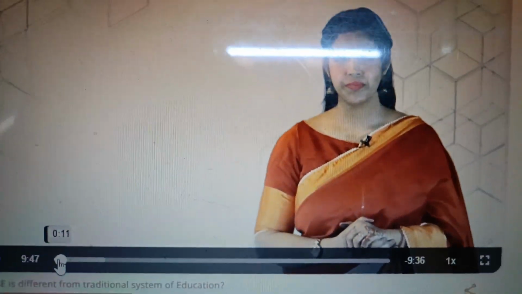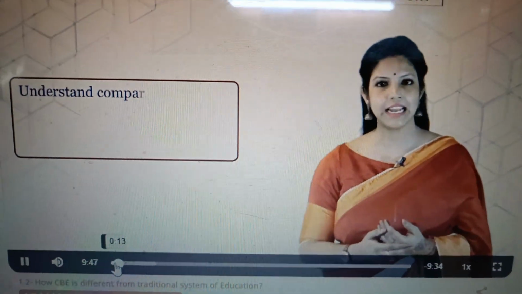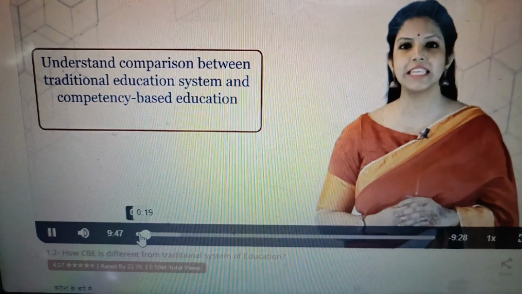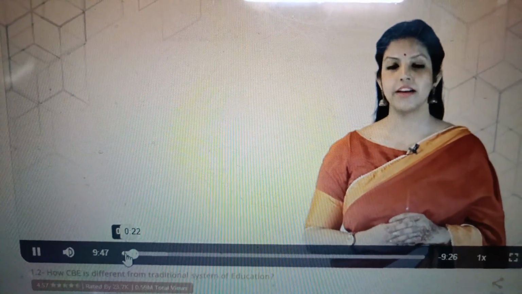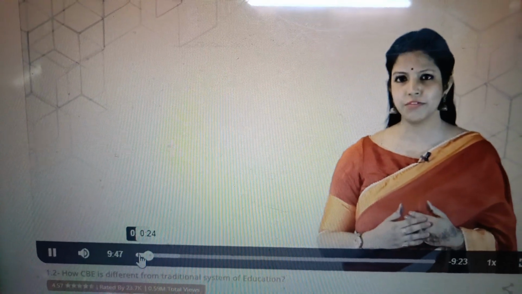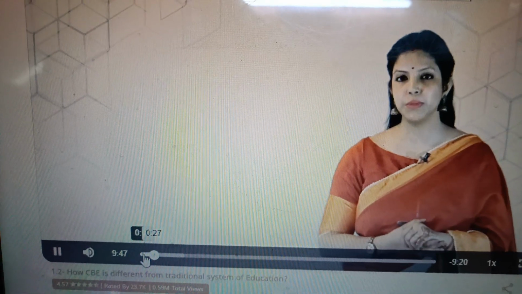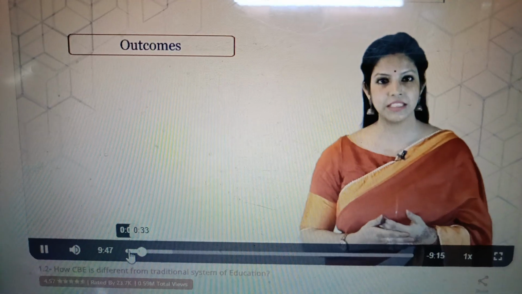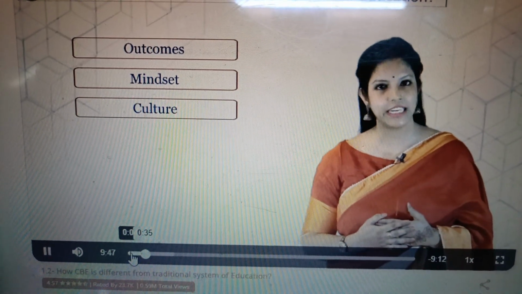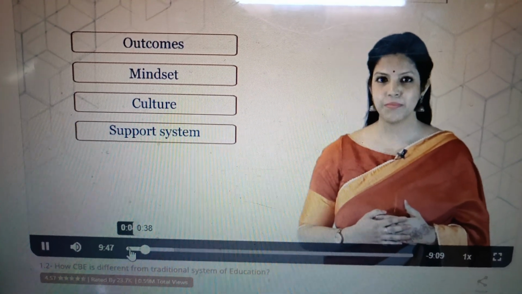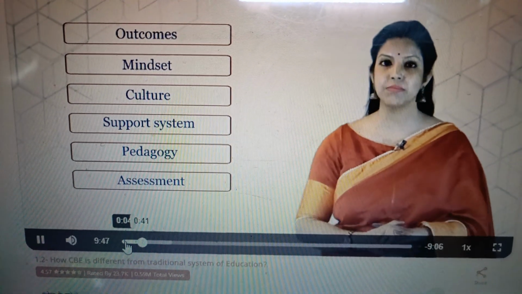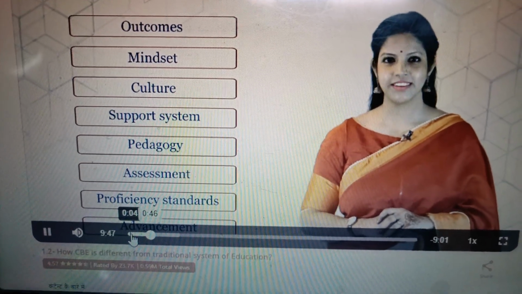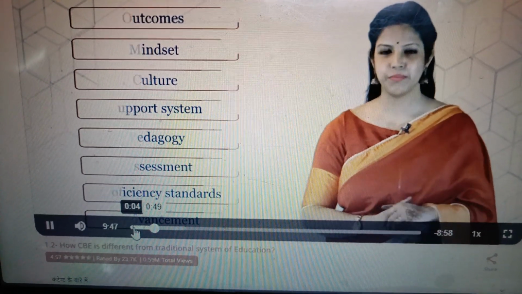Welcome to part 2. In this topic, we will understand the comparison between the traditional education system and the competency-based education system. There are 8 parameters on the basis of which we will understand the difference between the two systems. These are outcomes, mindset, culture, support system, pedagogy, assessment, proficiency standards, and advancement. Let's discuss them one by one.